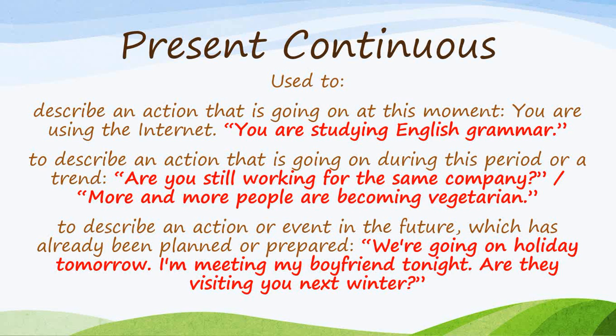The present continuous is also used to describe an action or event in the future which has already been planned or prepared. For example, we're going on holiday tomorrow. I'm meeting my boyfriend tonight. Are they visiting you next winter? All of these sentences are talking about things that are being planned or prepared for the future.